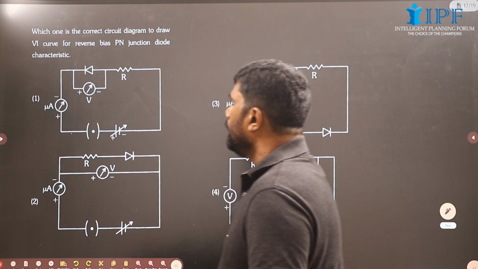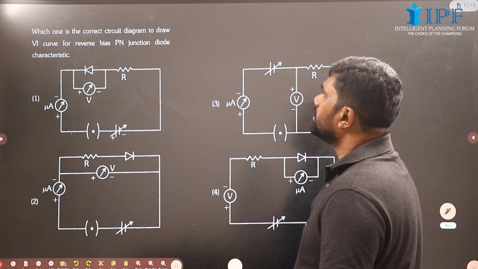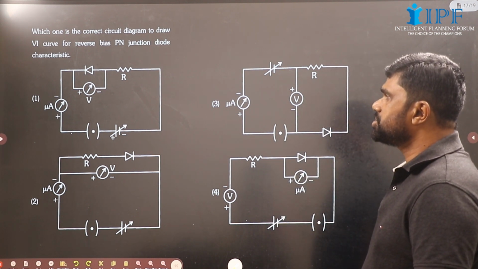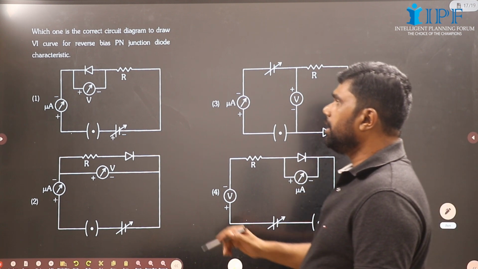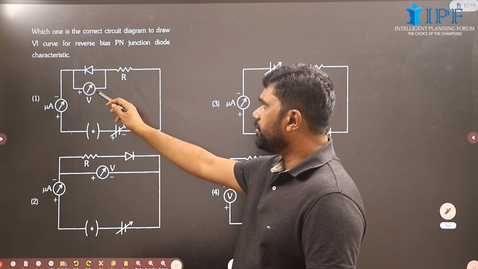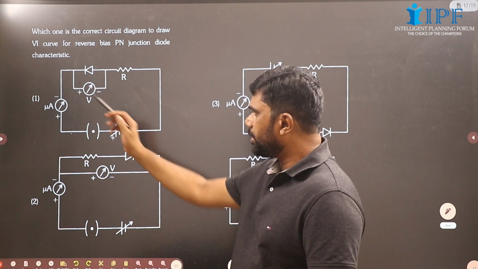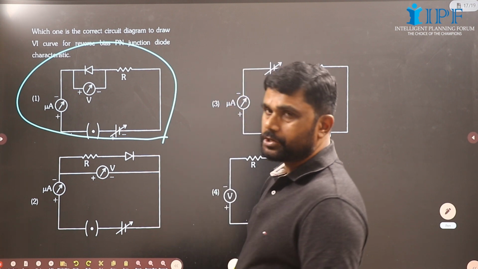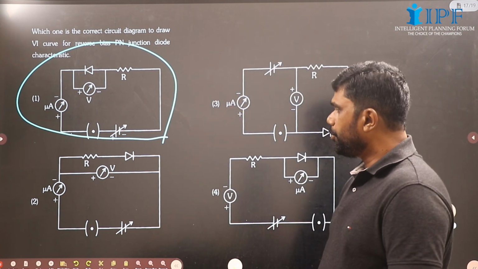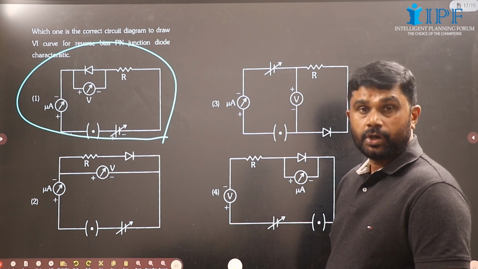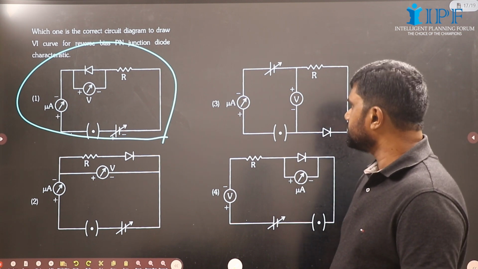Okay, now which one is the correct circuit diagram to draw VI curve for reverse bias PN junction diodes? Okay, here it is reverse biased, fine. Voltmeter will read the voltage across the diode, and ammeter will read the current through the diode, and we have a microammeter, everything fine. Okay, and here it is forward biased, cannot be used to plot the reverse characteristics.